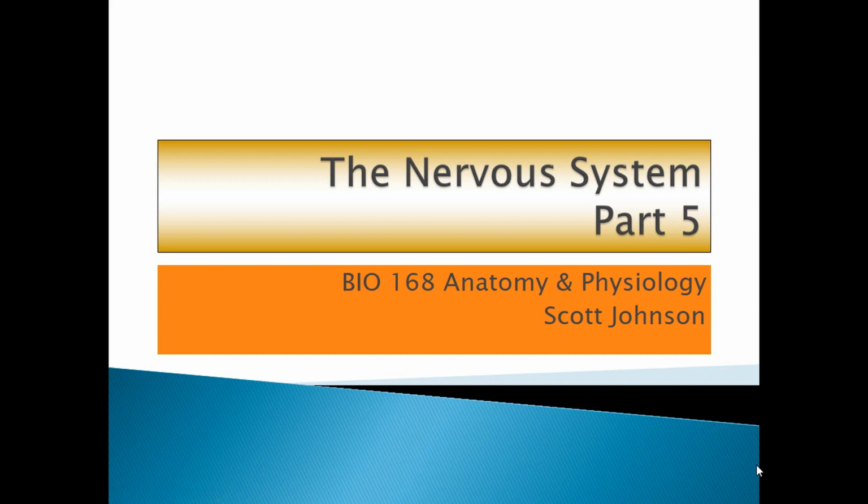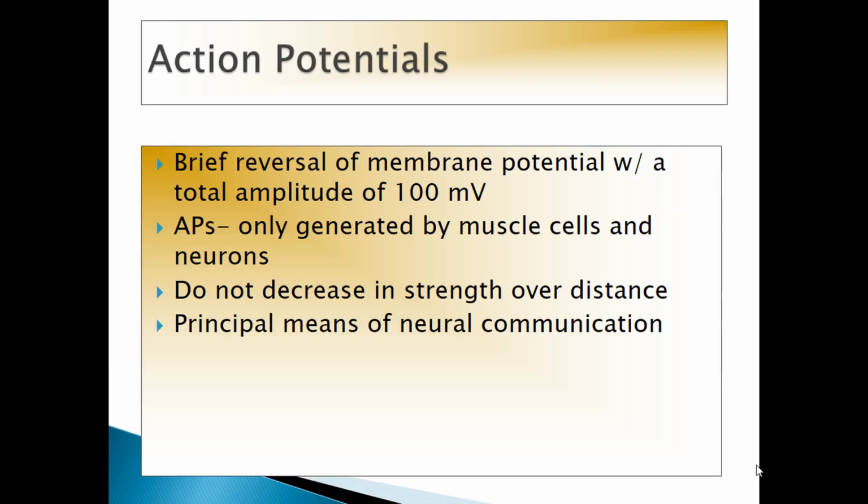All right, this is part 5. These next two are probably the trickiest ones that we're going to cover. So the action potential. It's a brief reversal of membrane potential with a total amplitude of 100 millivolts. So if here's minus 70, here is 0. If we have this action potential, this is going to be our action potential. We also know that the peak now has to be 30, right? So we have an amplitude of 100.